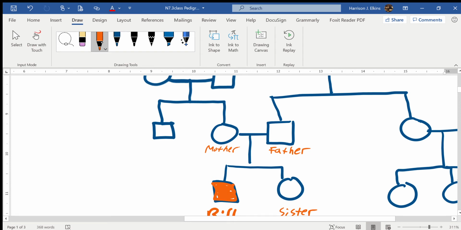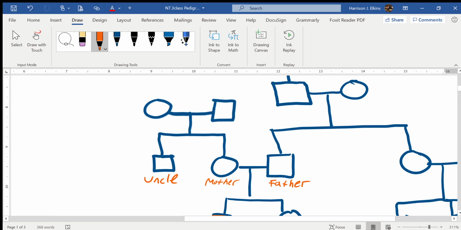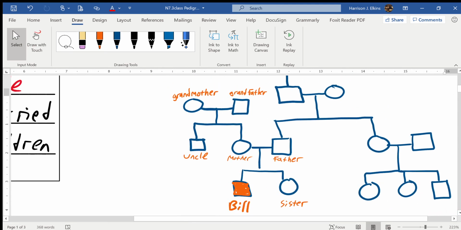What do you call it when the mother has a brother? That's Bill's uncle. All right, so Bill's uncle is the brother of his mother. And his grandparents would be his mother's parents. And so would this be his grandfather or grandmother? That would be his grandfather. This person would be his grandmother. All right, so now we've kind of mapped out this maternal side of him.